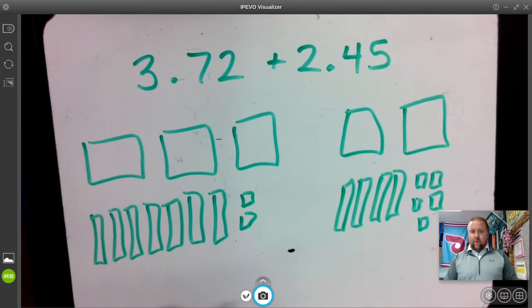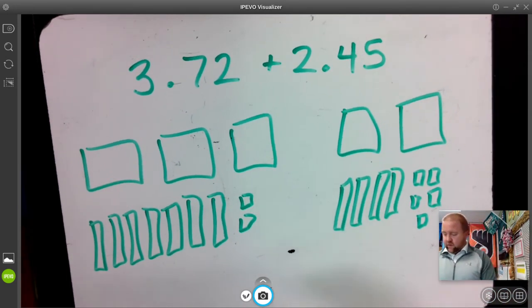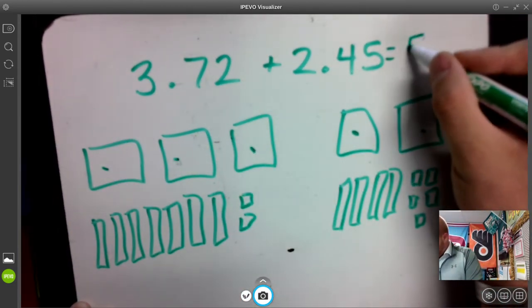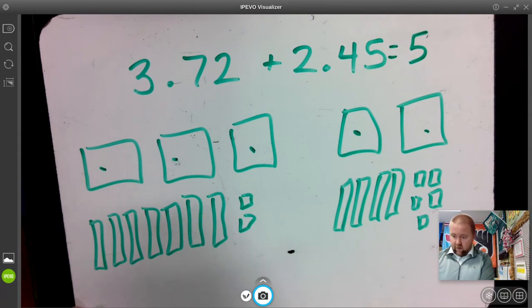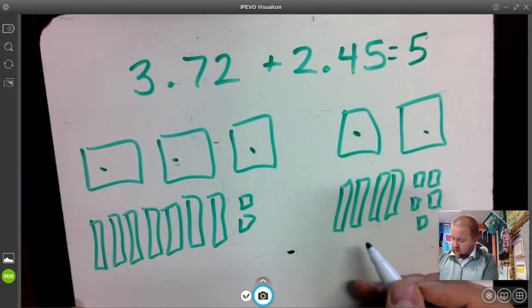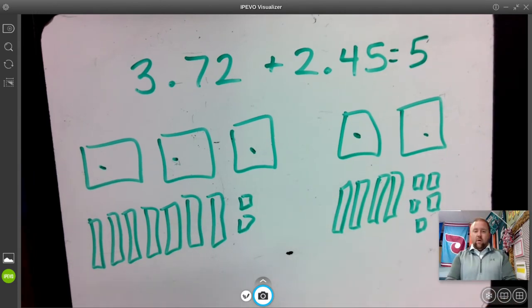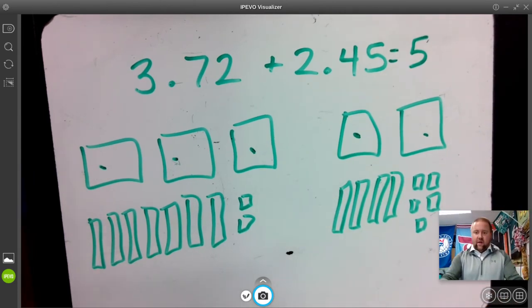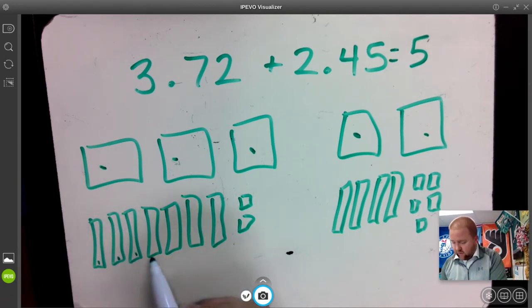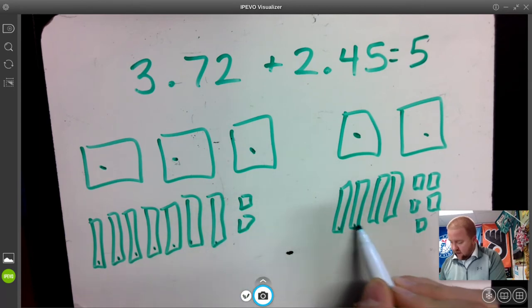Okay, when we have a problem like this, we're still doing the same thing where we add the ones. So 1, 2, 3, 4, 5 ones. But when we add our tenths together here, we have 1, 2, 3, 4, 5, 6, 7, 8, 9, 10, 11 of them, excuse me. So when we have 11 of these, the issue is we can't put an 11 in the tenths place. So we're going to regroup. 10 of the tenths would equal a whole. So I'm going to say 1, 2, 3, 4, 5, 6, 7, 8, 9, 10.